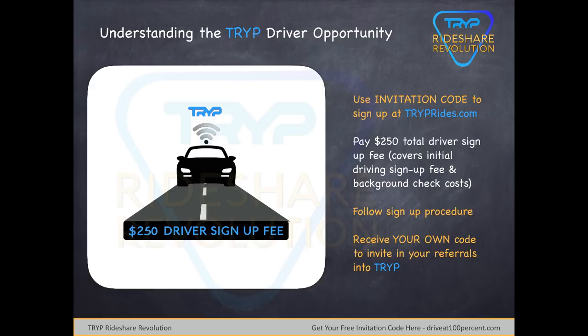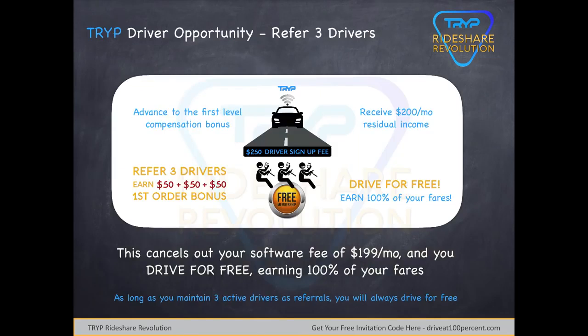So what is this driver opportunity? What does it entail? You can drive for Trip. You actually have a choice. You can refer 3 drivers or you cannot. If you just don't do anything, you literally have a $199 a month driver software fee. So to drive with Trip, you have $199 a month that you'll be paying to be a driver with Trip.